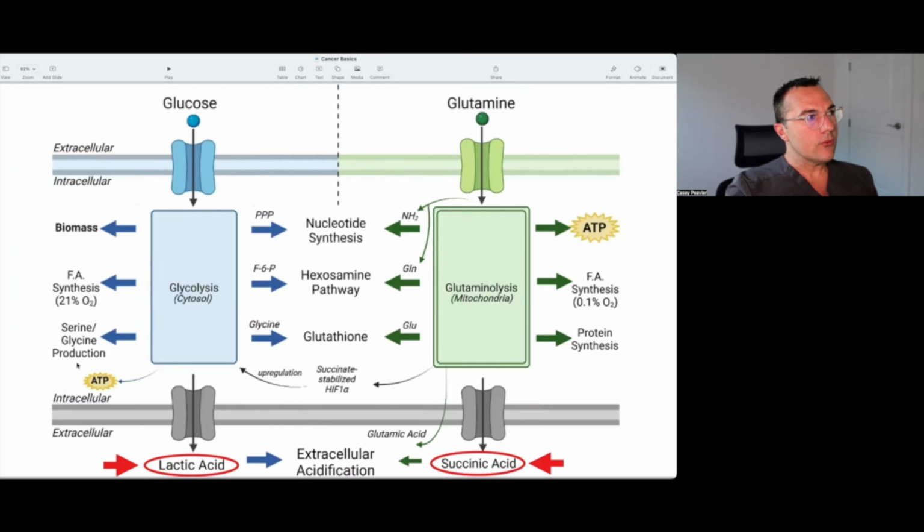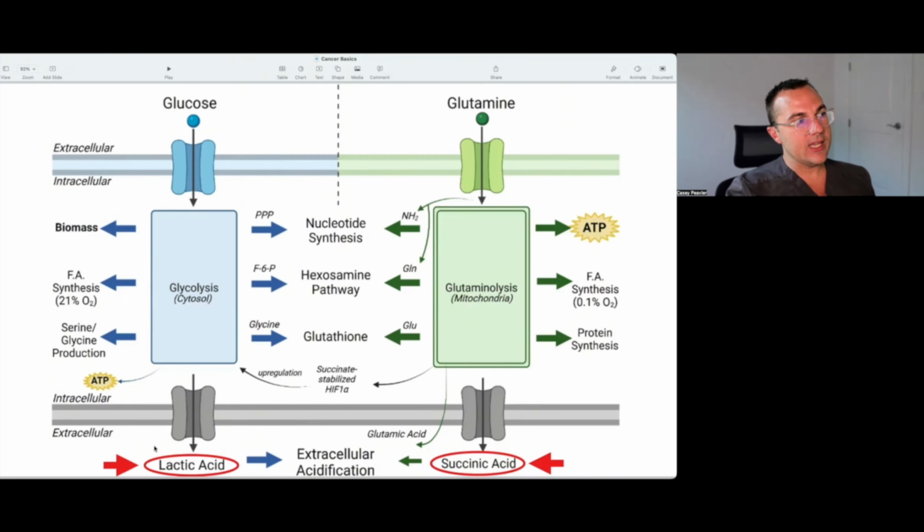And so it brings me back to one of my favorite graphics that I've ever seen, by Seyfried's group. It's this graphic right here. We'll see glucose and glutamine at the top, and at the bottom we'll see lactic acid and succinic acid. So when glucose is fermented, it will make lactic acid. And when glutamine is fermented, it will make succinic acid. So that lactic acid and succinic acid will stabilize HIF, like it says here, stabilizing HIF. And that will lead to further metabolic reprogramming.